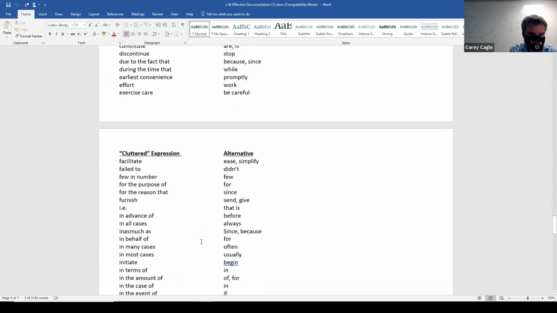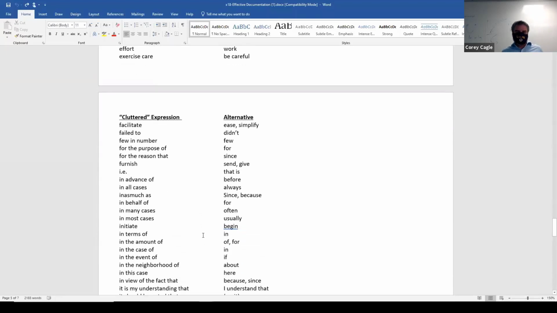Facilitate versus... someone said I feel more like a nurse or a doctor saying exercise care. That's a good point. Facilitate, a little fancy. Failed to versus didn't. I feel like facilitate could be like to facilitate a project. You wouldn't say to ease or simplify, though. Facilitate versus simplify, I feel like either of those would be fine. Facilitate's actually a pretty good word.